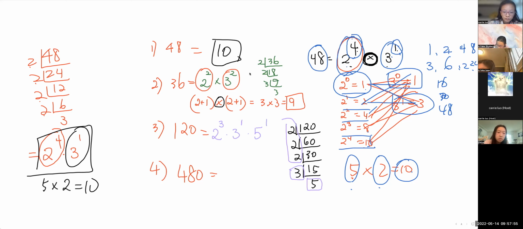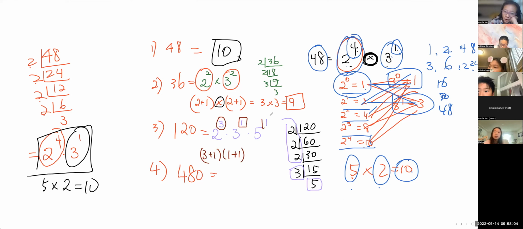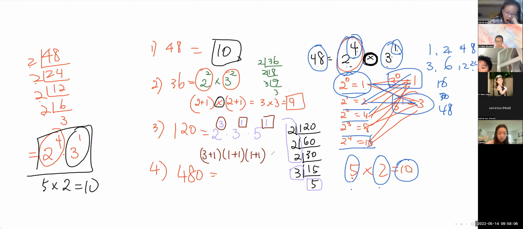So how do we do it? Very easy, because there is 2 power 3, so we have 3 plus 1, and 3 to the power 1, 1 plus 1, and 5 to the power 1, 1 plus 1. So the answer is 4 times 2 times 2 equals 16.